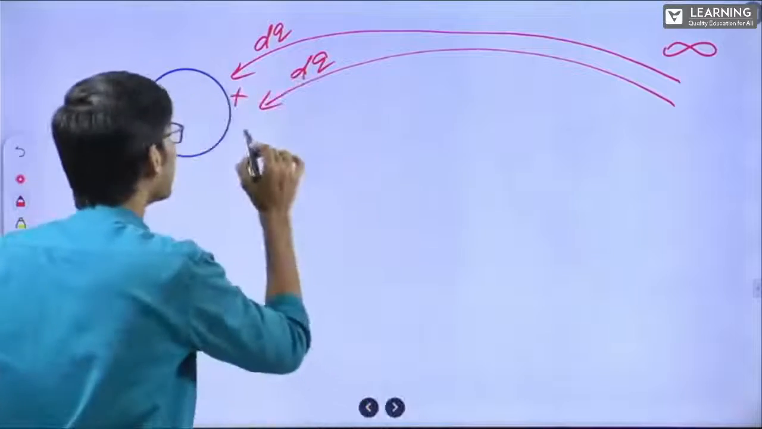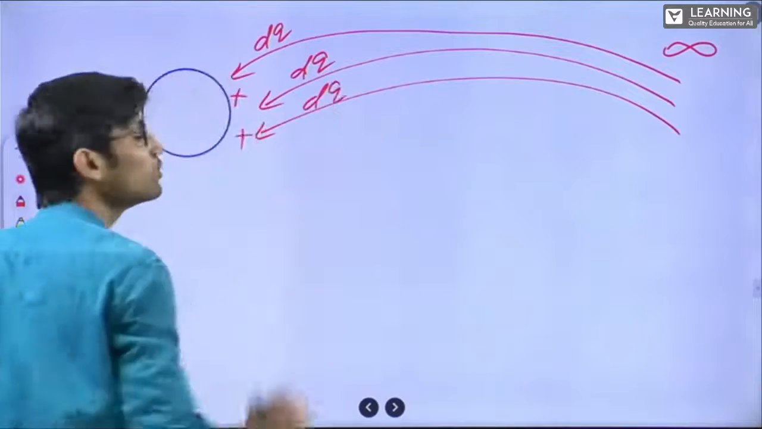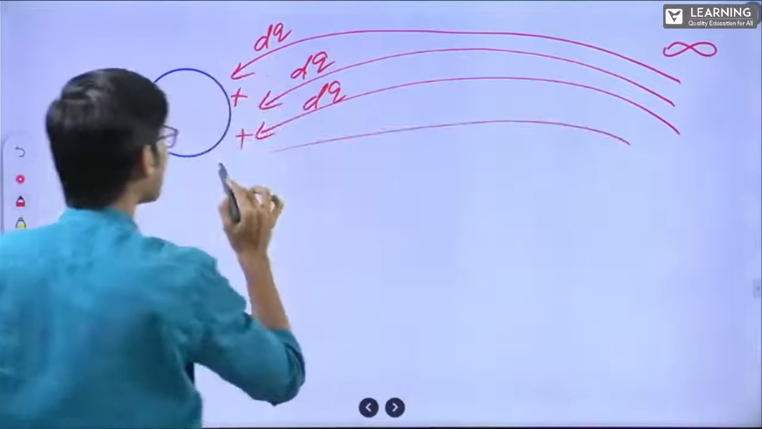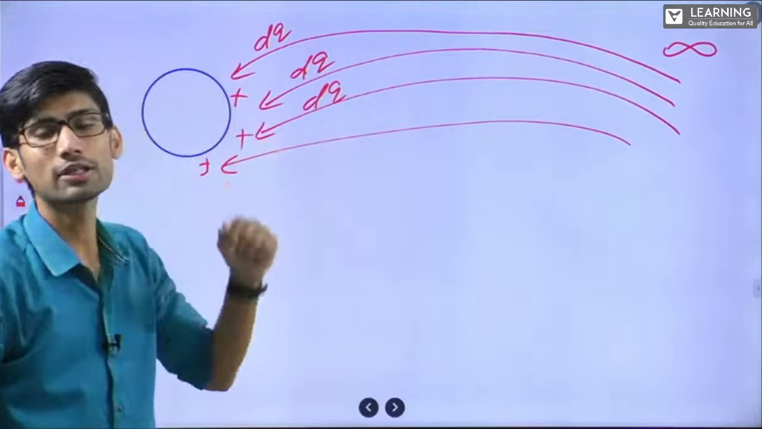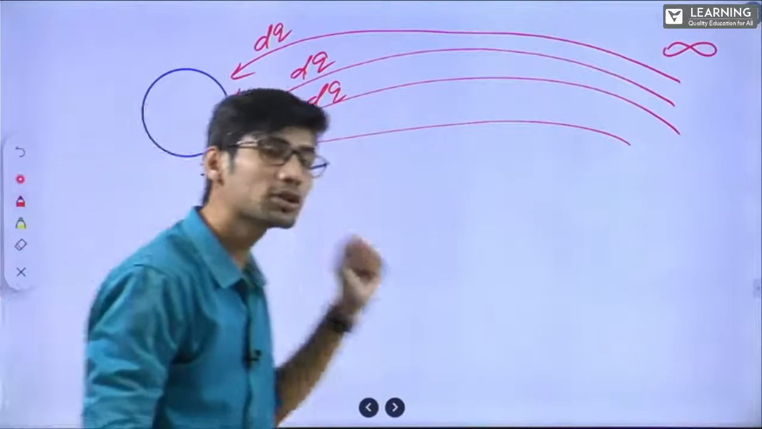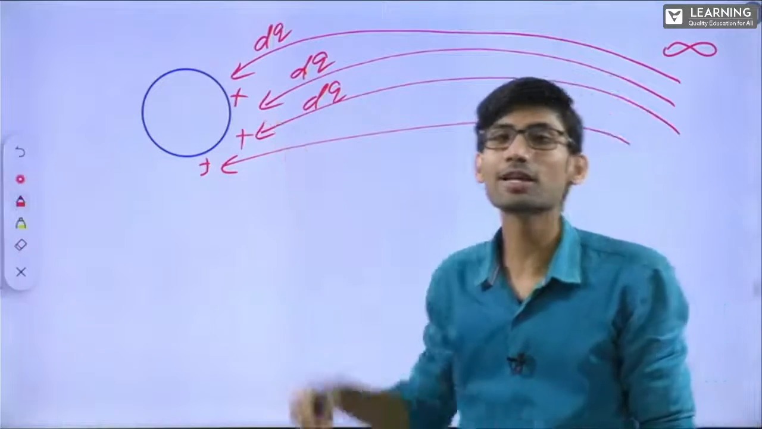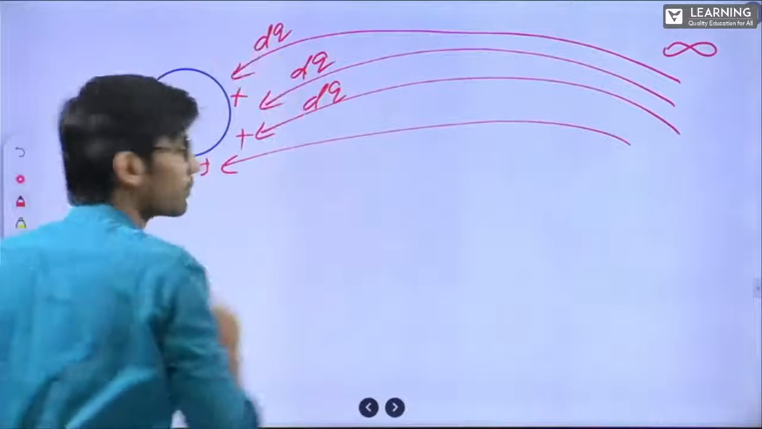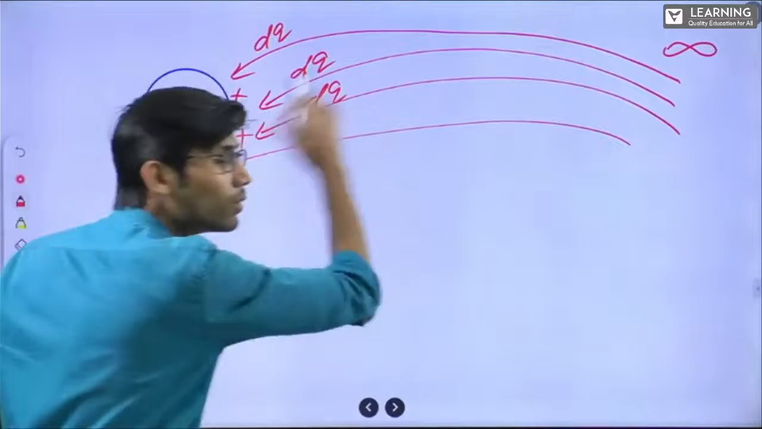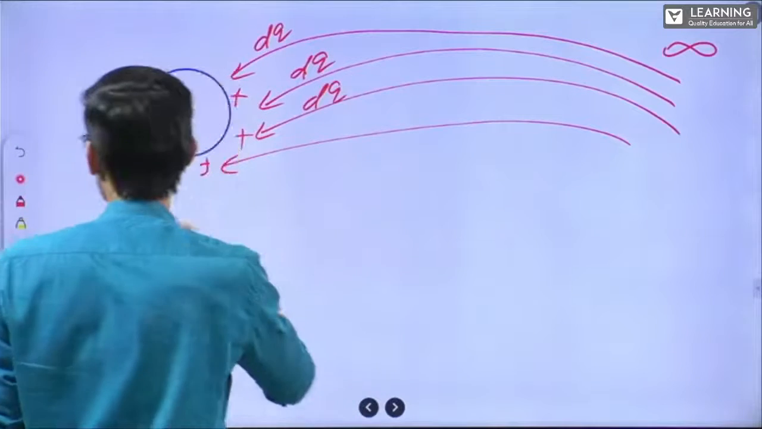Fine. Now for the next charge, if I bring another dq, I'll have to do more work. Why do I have to do more work? Because every time the potential is increasing. Initially, the potential was zero. When I brought and kept one plus charge here, the potential came. Now I have to work against this potential. Now the potential is more because the charge is more, so I have to work more. Again, more charge will come, the potential will be more, and I'll have to work more.